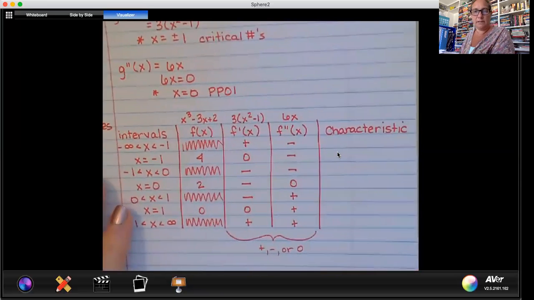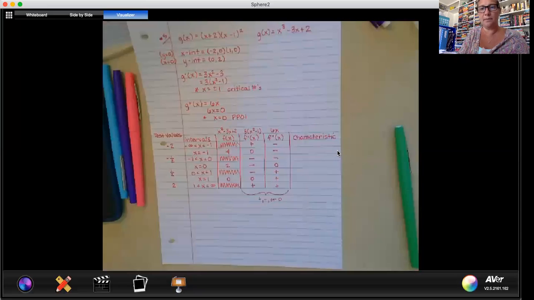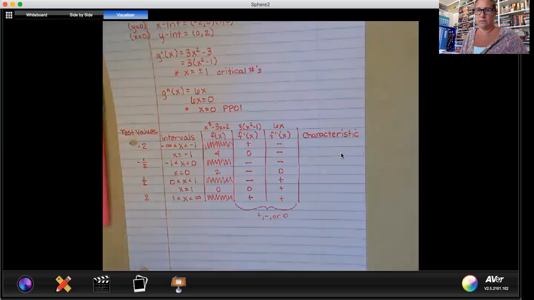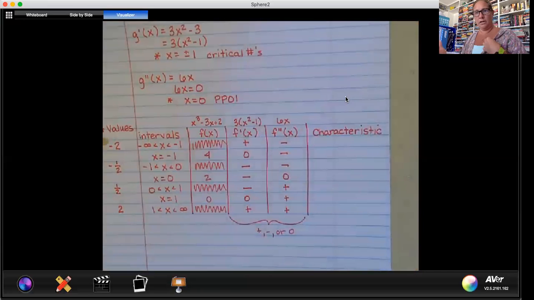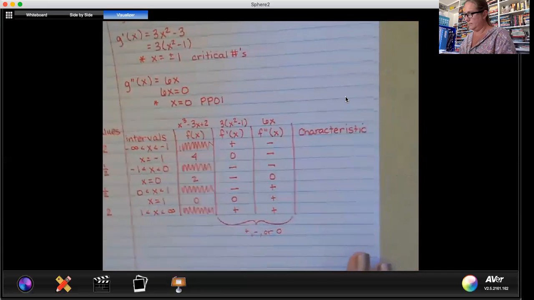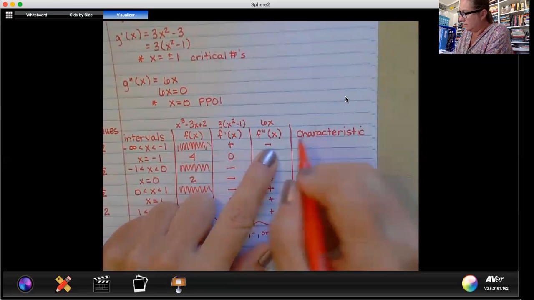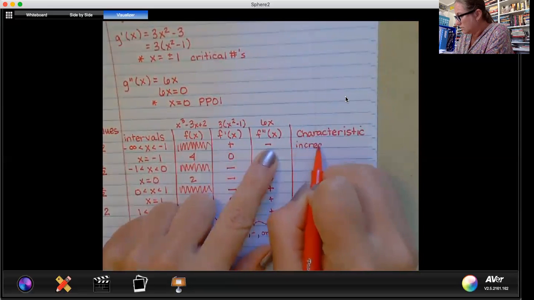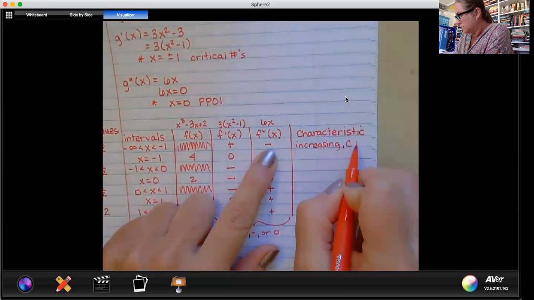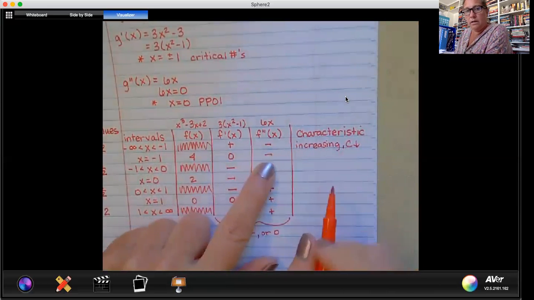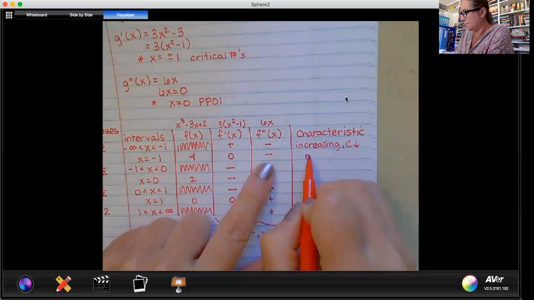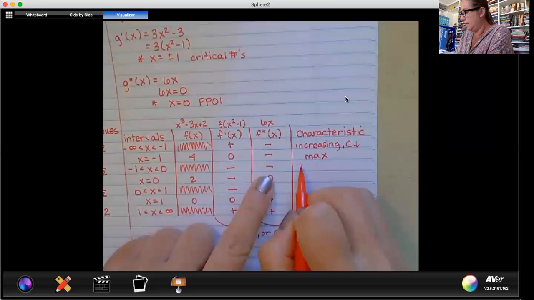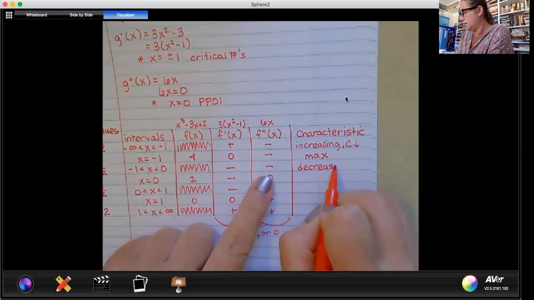So to figure out your characteristic, it's pretty simple. Are you increasing or decreasing? Concave up or concave down? Increasing, concave down. If f prime is 0 and f double prime is negative, remember it's the opposite of what you think. This is a maximum. Negative, negative is decreasing. Concave down.